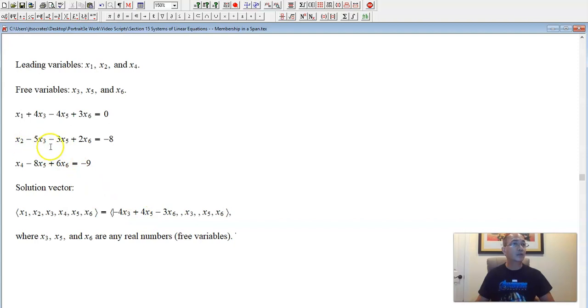Next, who is x2? Minus 8 is on the right side. And we will move these variables to the right. So we will have plus 5x3 plus 3x5 minus 2x6. Okay, last equation. x4, you have minus 9 on the right, and it stays there. So we have minus 9 plus 8x5 minus 6x6.